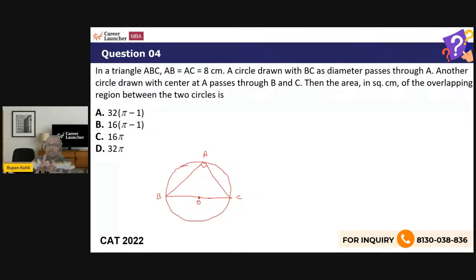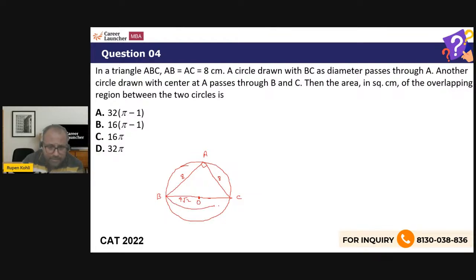I can also tell you the length. AB is 8, AC is 8. So BC is 8 root 2. So this OB is 4 root 2. So the radius of this circle is 4 root 2, whereas the radius of the circle that we are now going to draw is 8. So it is a larger circle with AB as the radius. So it will go something like that.